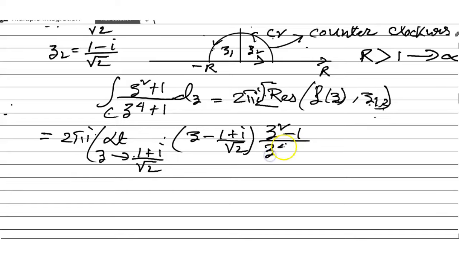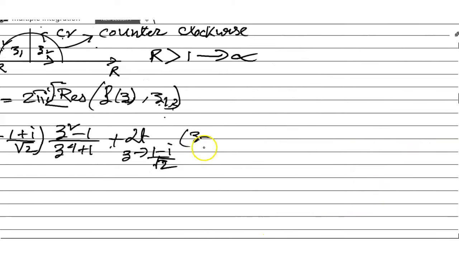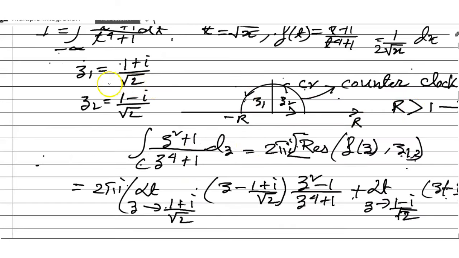z square minus 1 over z to the power 4 plus 1, and another is limit z tends to (1 minus i) divided by root 2 of (z minus (1 minus i) divided by root 2). Friends, you will see that this portion is minus 1 minus i root 2, this is minus z2. So how can I get this?